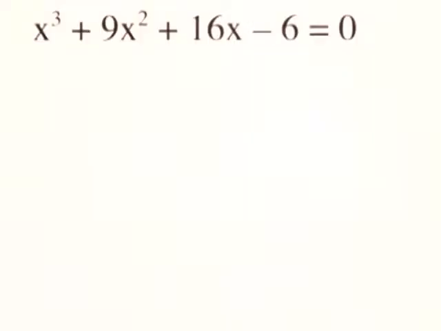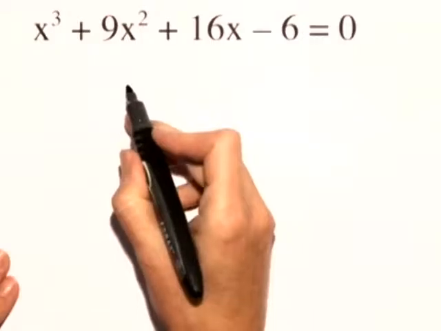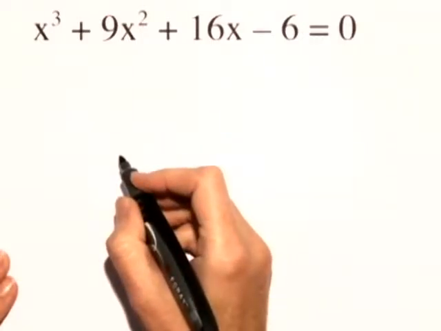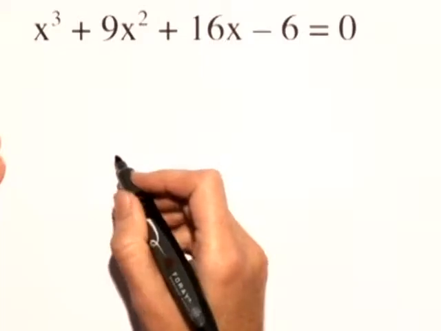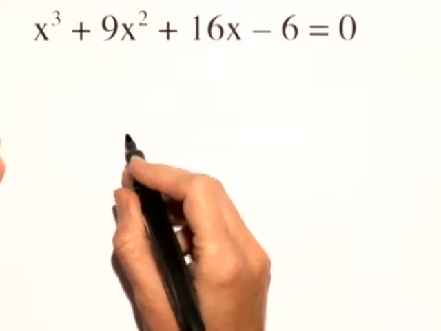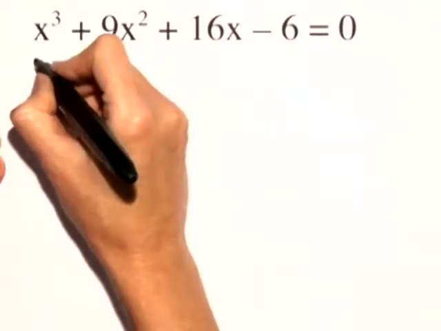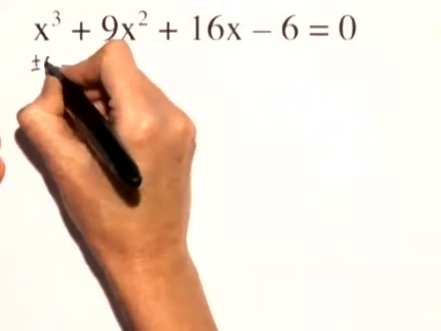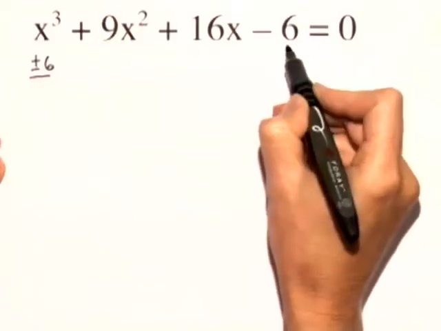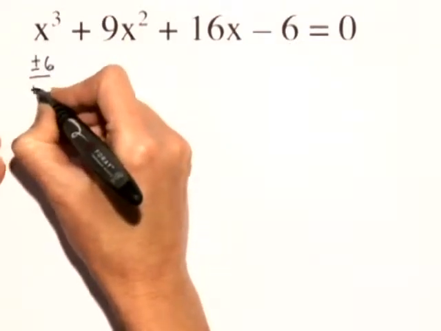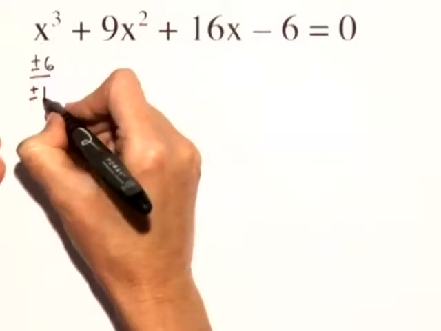We're now going to solve a polynomial equation. We have x cubed plus 9x squared plus 16x minus 6 is equal to 0. In order to solve this, we can use synthetic division to help us, but let's go ahead and list our possible rational zeros. Those are going to be factors of the constant term, plus or minus 6, divided by factors of the leading coefficient, which is 1.